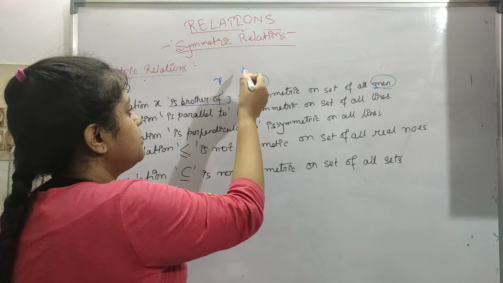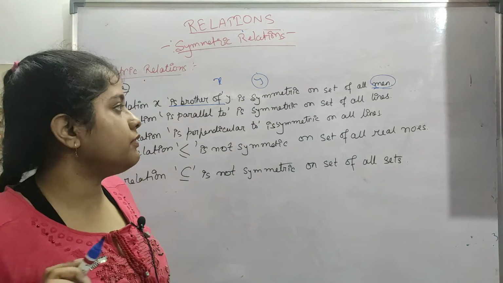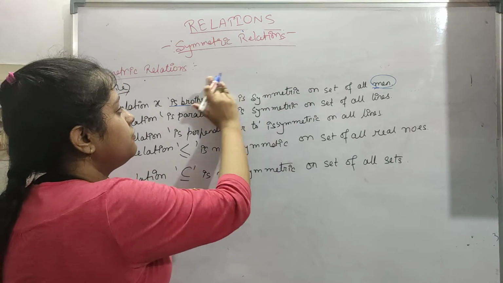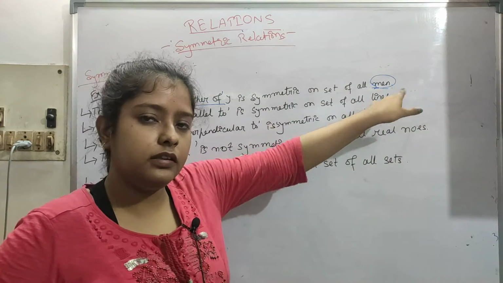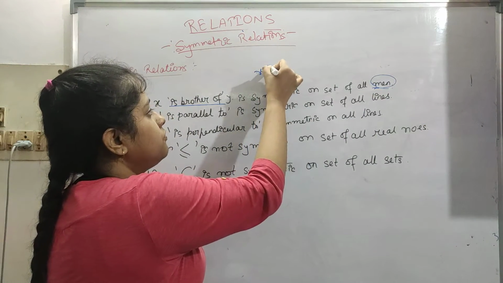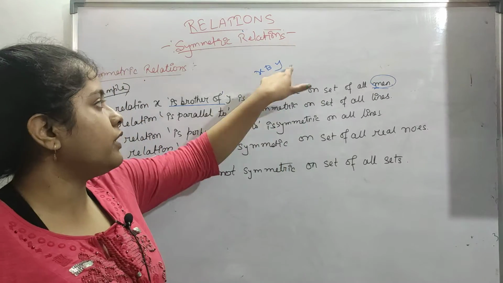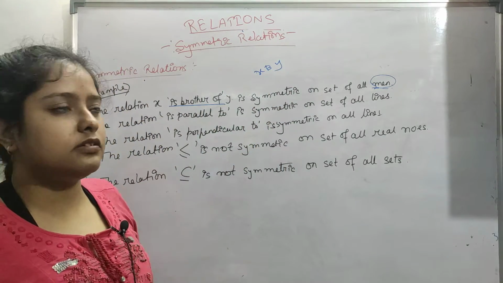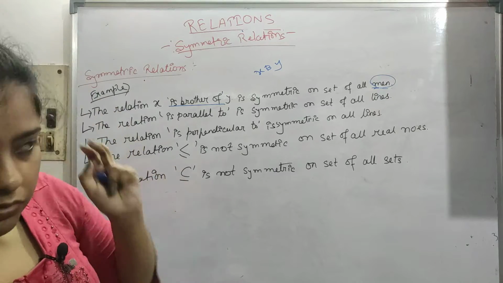So if X is a brother of Y, Y will be a brother of X only. So this is true. If this had not been present, then it would have been false, because if X is a brother of Y, it can happen that Y is a girl and Y can be a sister of X. So it is important to look everywhere.